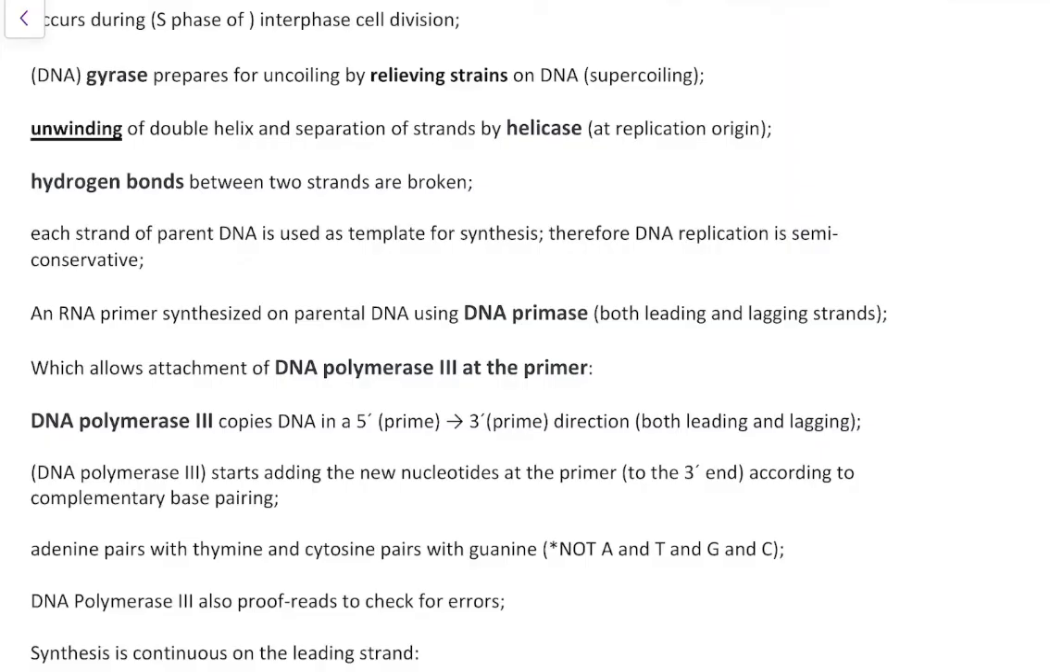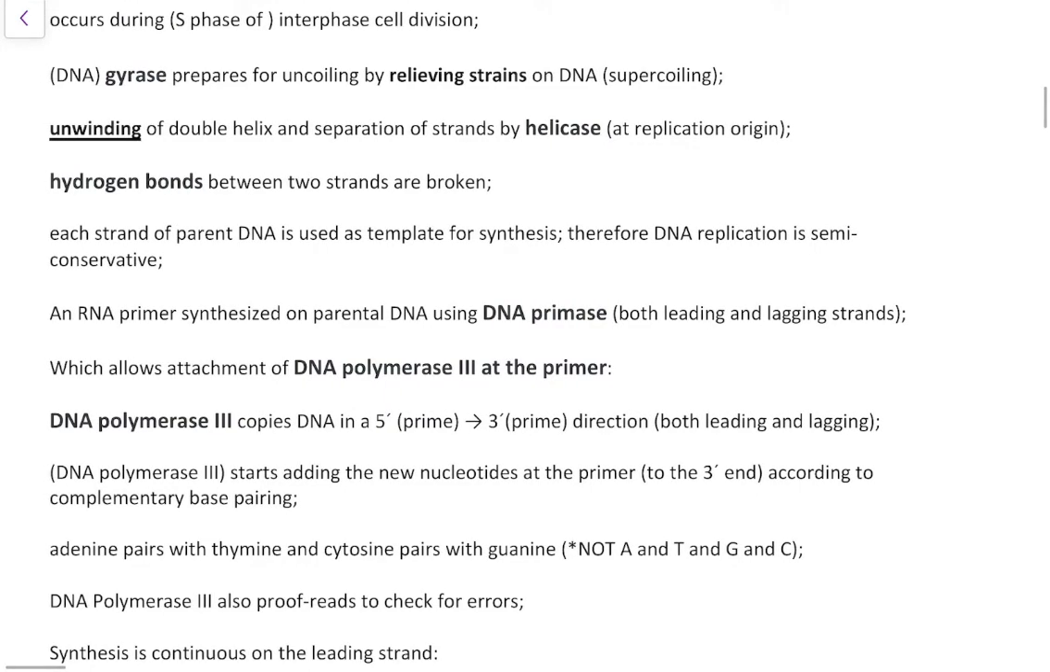So here's our rather long summary. Now this is usually an 8-mark question, and so you could miss quite a lot of the points and still get the marks. We could talk about when it happens: DNA replication is during S phase of interphase, before mitosis. We saw that gyrase prepares for the uncoiling that helicase is going to do by relieving the strain on the DNA, relieving the supercoiling. Then we had our first enzyme on our replication fork, helicase, which unwinds the double helix, separating the strands by breaking the hydrogen bonds between the two strands.